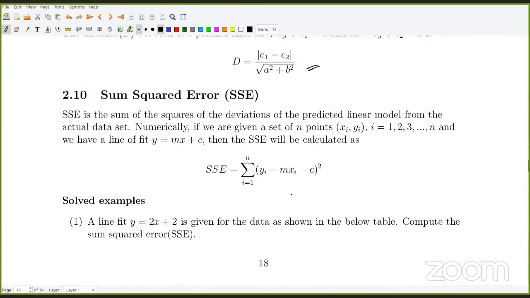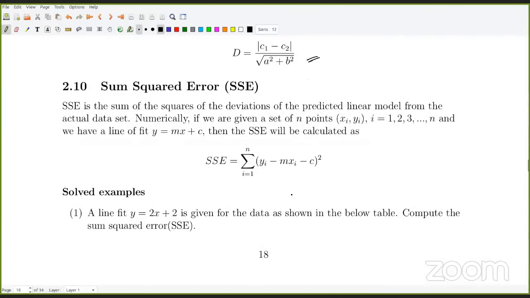Okay. Now we come to SSE. So SSE stands for sum squared error. You find the error, you square it, and you sum it. So that is what we do. SSE is the sum of the squares of.